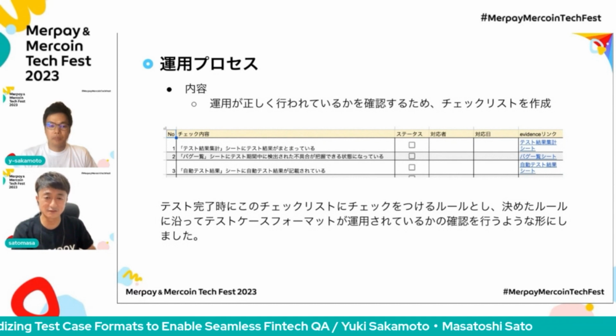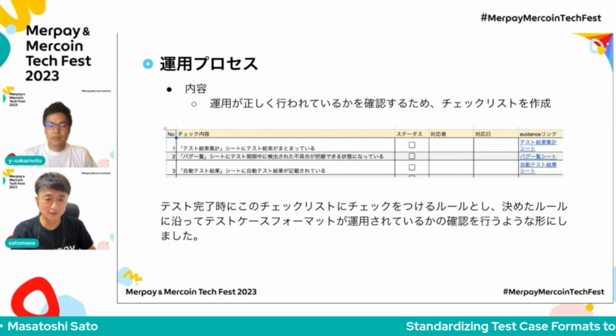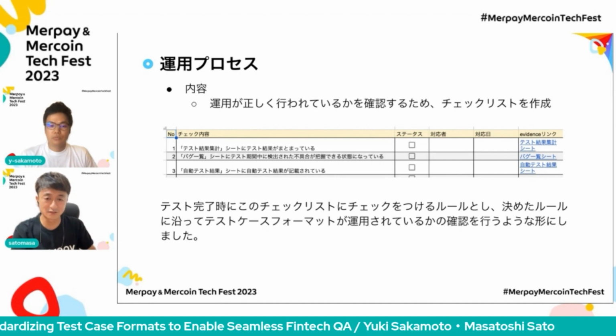And in order to confirm whether the operation is done correctly, we have also created a checklist. And this is the checklist that we created. Once the test is completed, the check is placed on the checklist, and we are able to confirm whether the tests are conducted based on the rule.